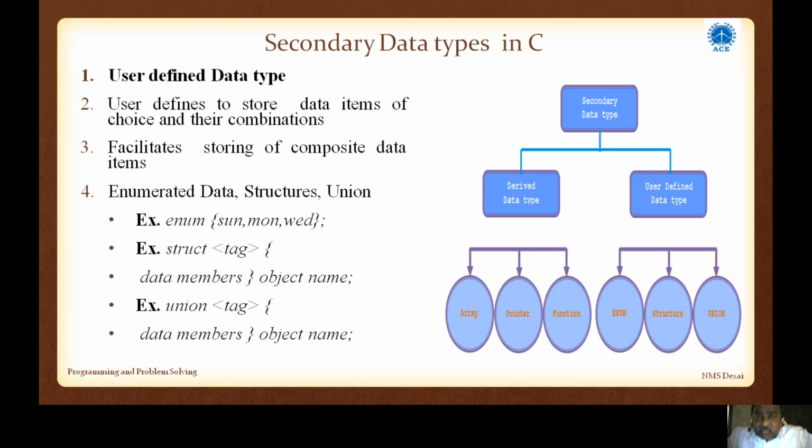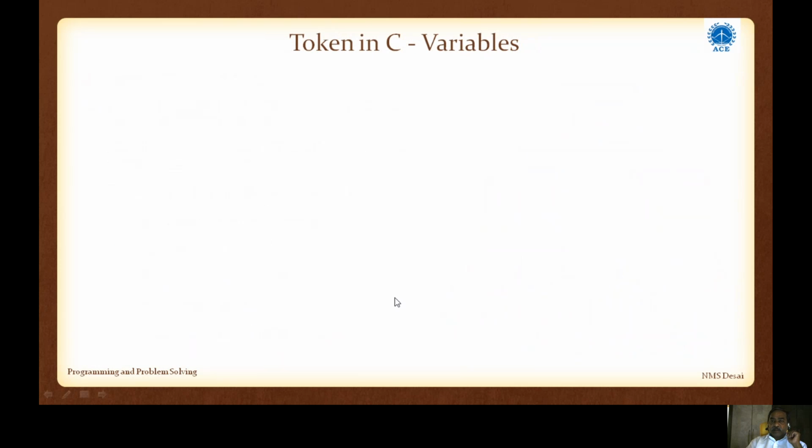For now, remember that a structure is a composite arrangement of different combinations of data types. Each one of them participates in some processing. Whereas in a union, several members are declared, a composite combination of variables, but only one of them participates at any point of time. Right? And which one to be used, that the user defines. That depends on the user requirement. Now we go to the next one.